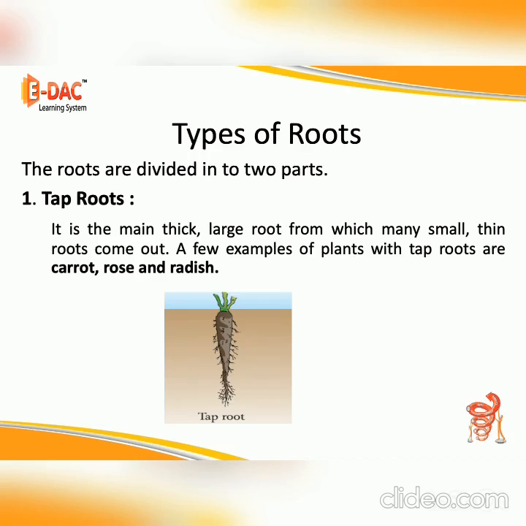So, the first type of roots is called the tap roots. Some plants have tap roots. A tap root is the main, thick, large root from which many small, thin roots come out. A few examples of plants with tap roots are carrot, rose, and radish. So there are some plants which have this kind of root, which is called a tap root.